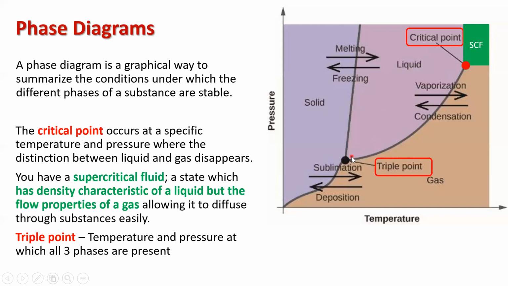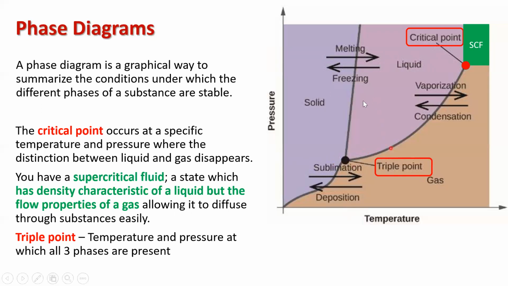Now, another note of interest in a phase diagram is this point here, which is called your triple point. The triple point is the temperature and pressure where all three states of matter exist at the same time. So you'll have an equilibrium between the solid, liquid, and gaseous state when you're at the triple point.